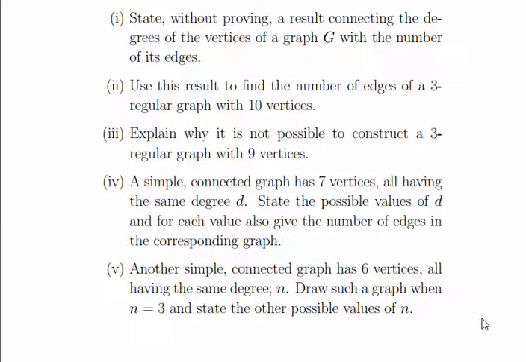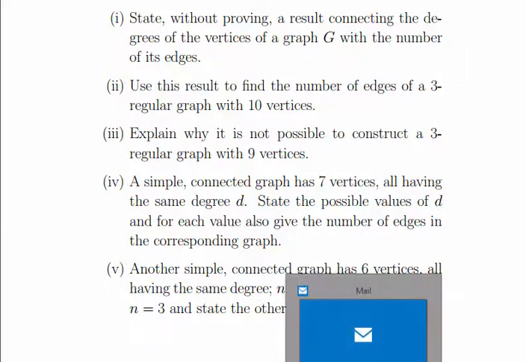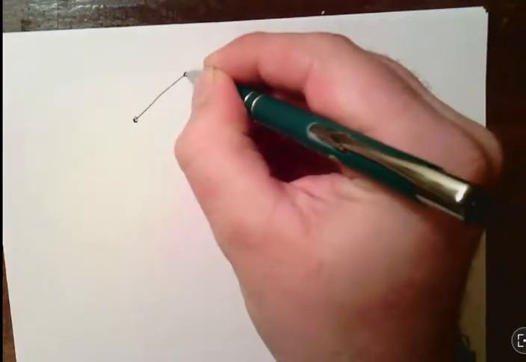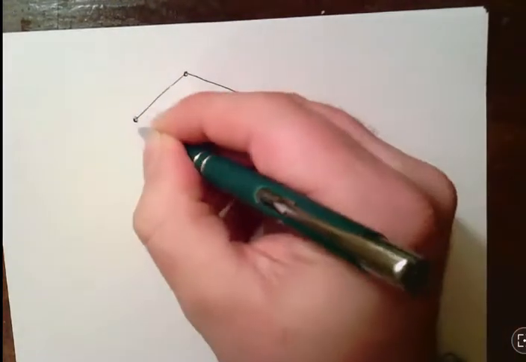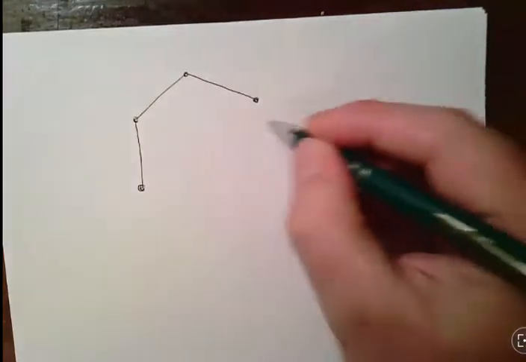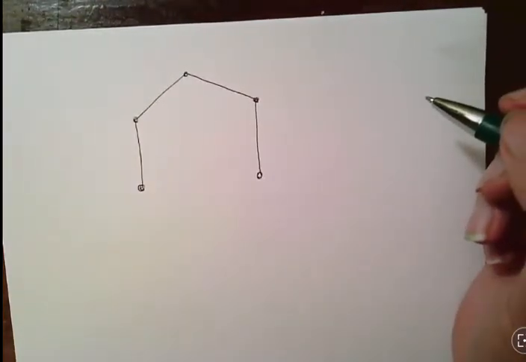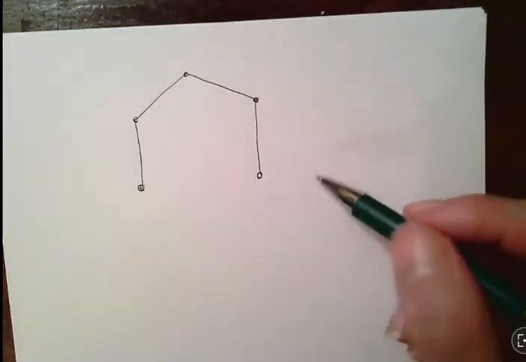So essentially, to start off with, d is between 2 and 6, but which values between 2 and 6 are valid? What I'm going to do is switch over to some pen and paper here. Very quickly, I'm just going to demonstrate d equal to 2. So there we have 5 vertices.